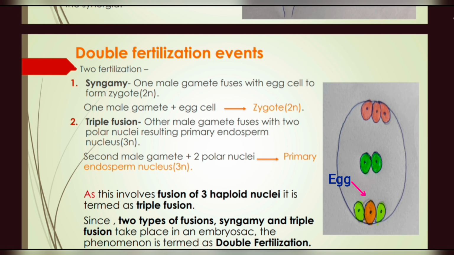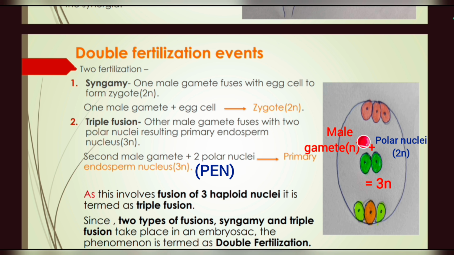Now come to the main point, the double fertilization events. Why is it called double fertilization? Because it involves 2 fusions, syngamy and triple fusion. In syngamy, first one male gamete fuses with the egg to form the zygote, and the other male gamete moves towards the 2 polar nuclei located in the central cell and fuses with them to produce a triploid primary endosperm nucleus called PEN. As this involves fusion of 3 haploid nuclei, it is termed triple fusion.